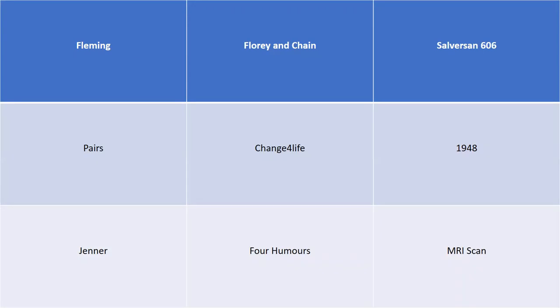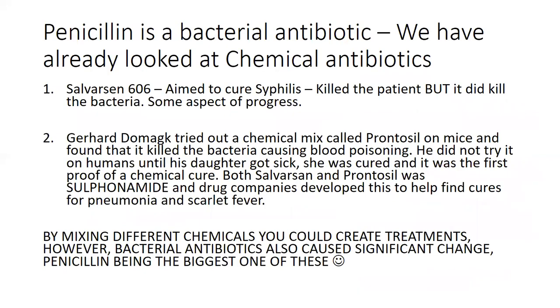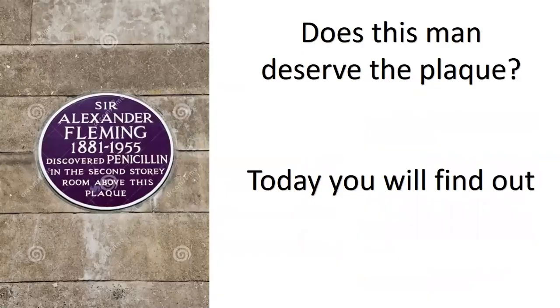Right, that's the end of that lesson on Fleming, Florey and Chain. So actually, let's go back to this. As a final task, write a paragraph on this. Does this man deserve the plaque? Does Fleming deserve the credit for penicillin and the development? Or do you think Florey and Chain should also be granted their names on that plaque?